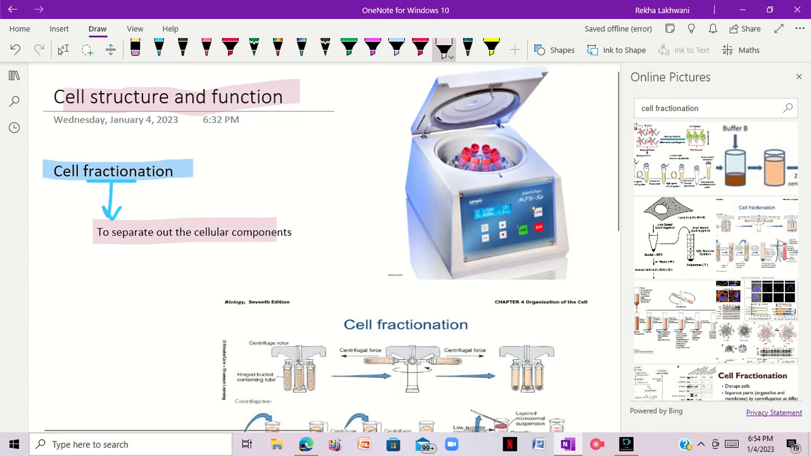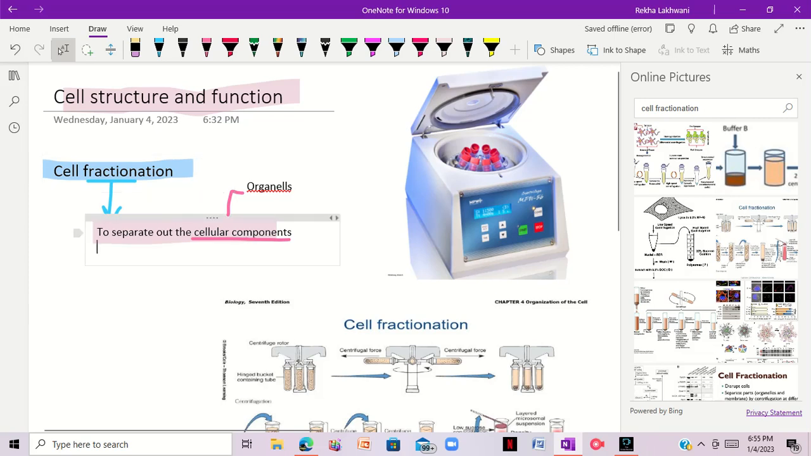Now, what is the meaning of these cellular components? Basically, these cellular components means we have certain, for example, organelles. All these organelles come under cellular components. So the fraction means this.